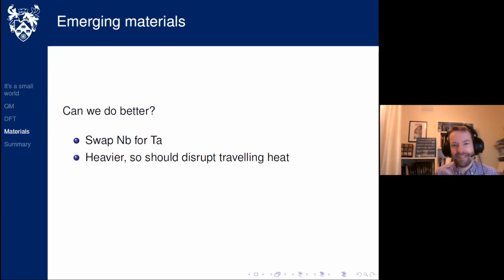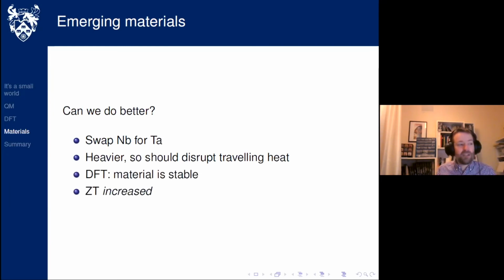Does this material even exist, though? We've literally just, in my computer, taken out niobium and put in tantalum. Well, the good news is we did that, and the density functional theory calculations predict that the material exists. It predicts the material's structure, which is the same as niobium iron antimonide, as we hoped. And it predicts that the ZT is increased. The thermal conductivity goes down and ZT is increased.